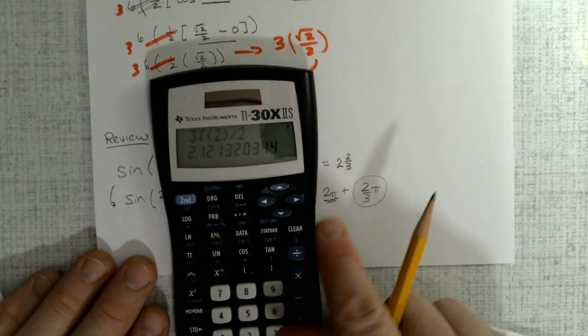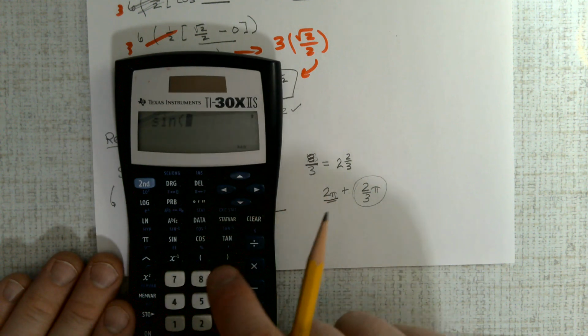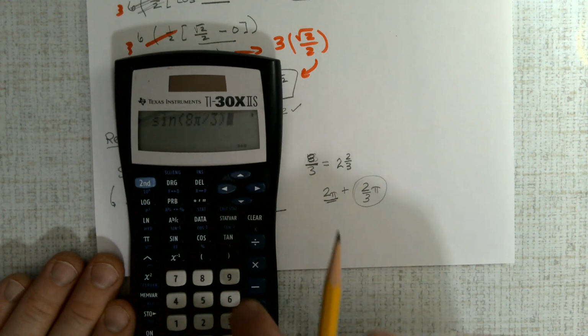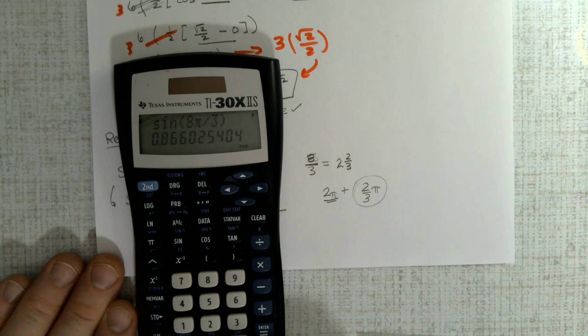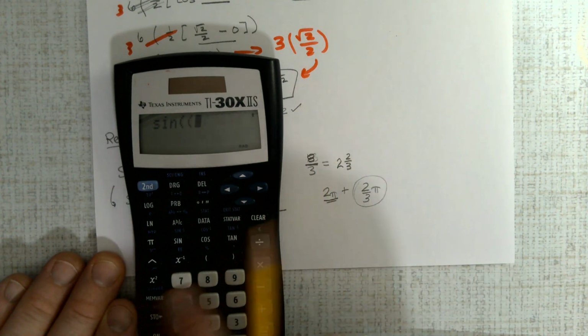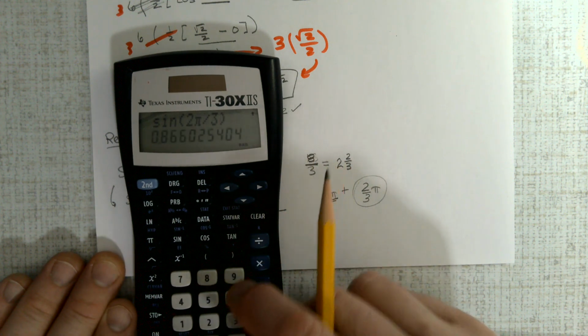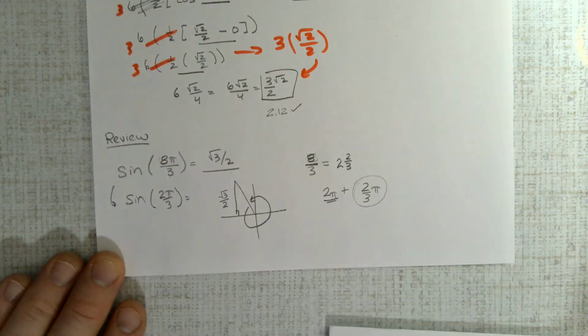Let's try and confirm it on a calculator. Let's go to radians. Sine of 8 pi divided by 3. We have 0.86. That's going to be the decimal that we need. And if I go sine of 2 pi over 3, same decimal, the same position.